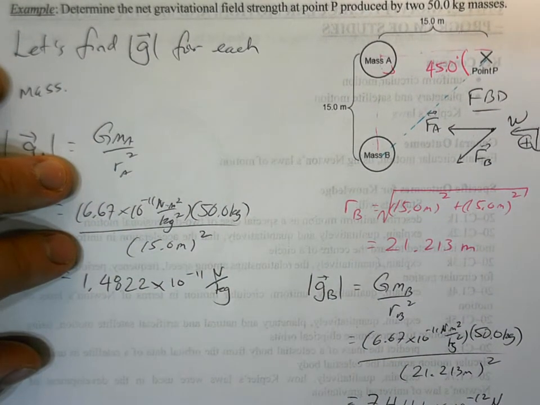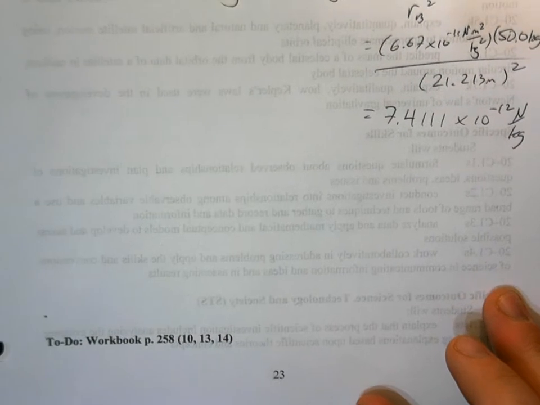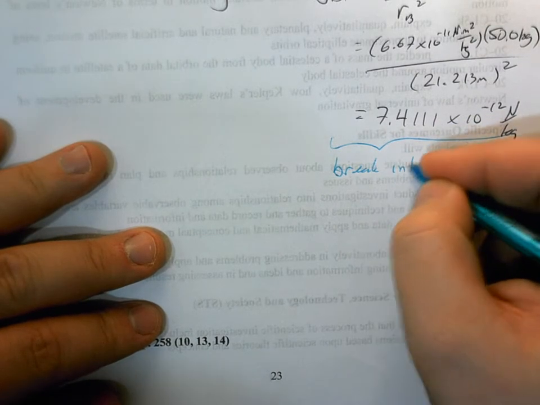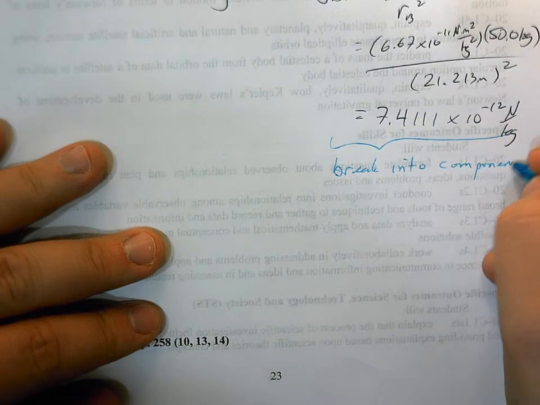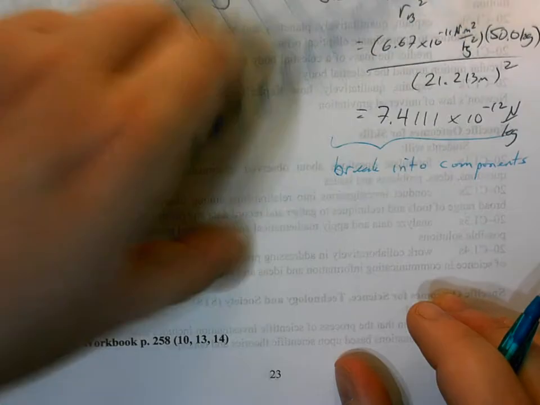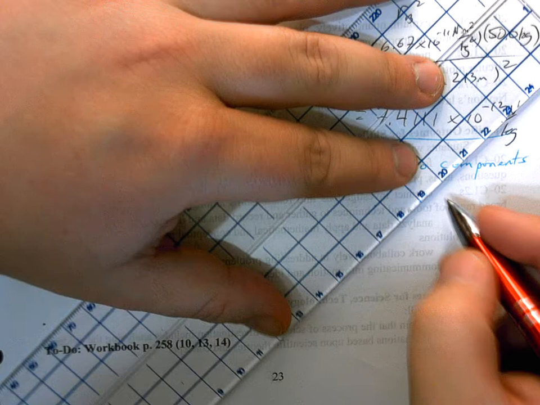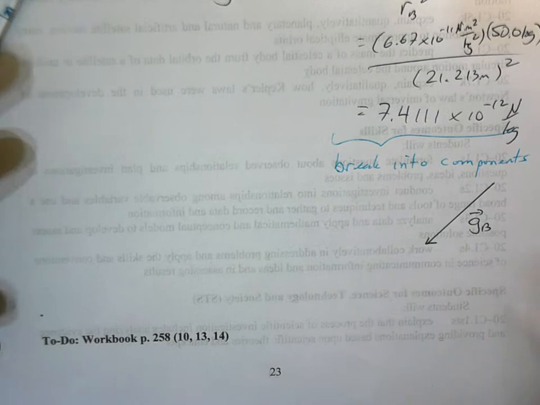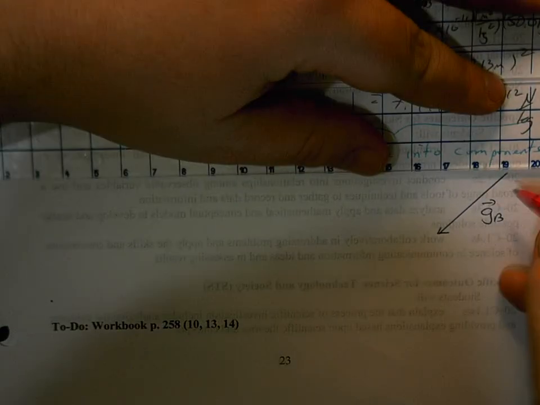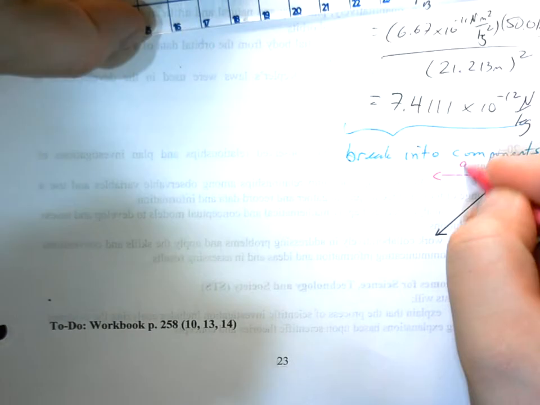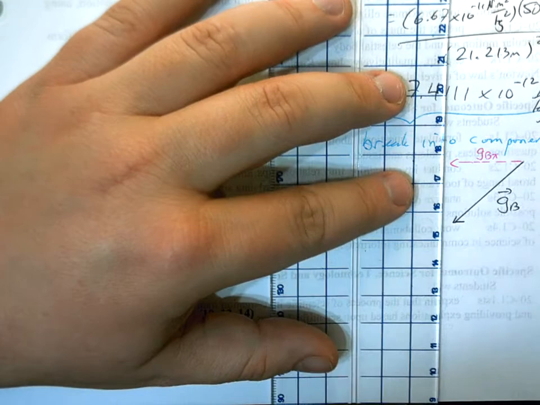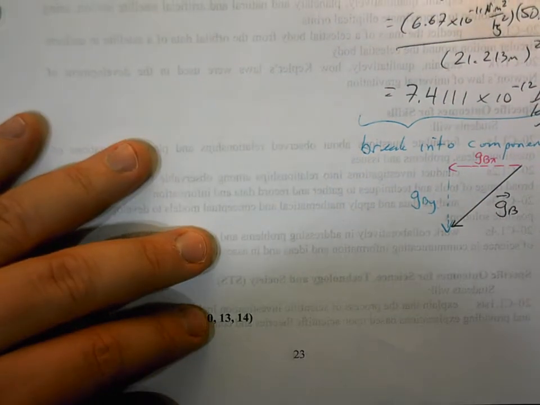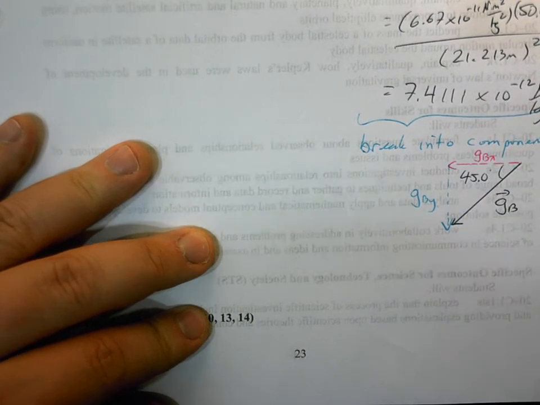If you don't believe me, do your trig work. But we need to break this into components. So I just kind of want to sketch this vector. This vector of the gravitational field strength is going to look a little something like this here. So there's our vector, there is vector g of b. What we want is the x component of this, so we're going to want that g b of x, and we're also going to want that g b of y. And then, of course, we know that that angle in here is 45 degrees.